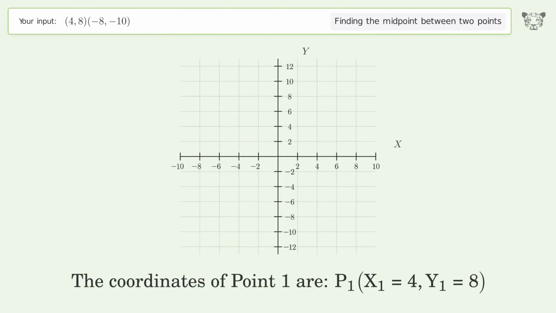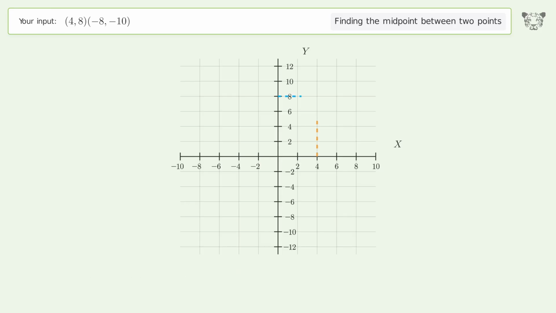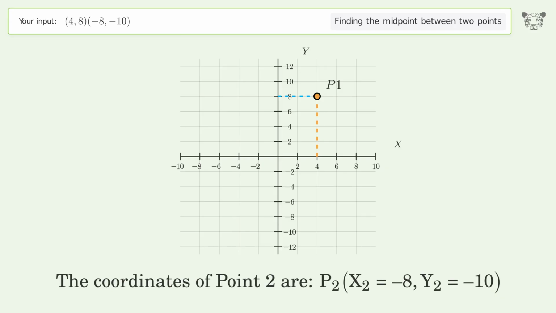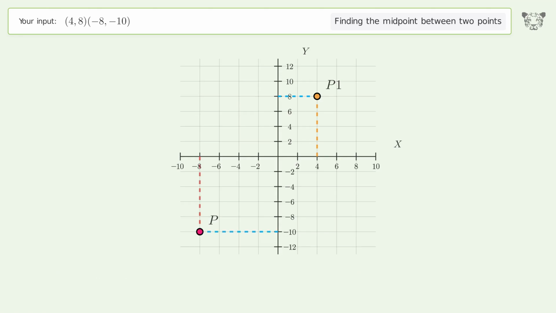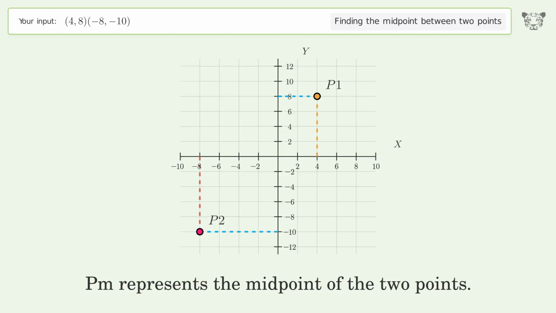The coordinates of point 1 are x1 equals 4, y1 equals 8. The coordinates of point 2 are x2 equals -8, y2 equals -10. PM represents the midpoint of the 2 points.